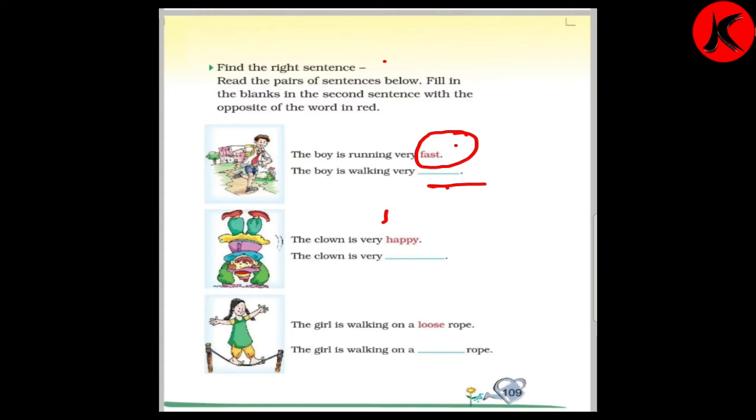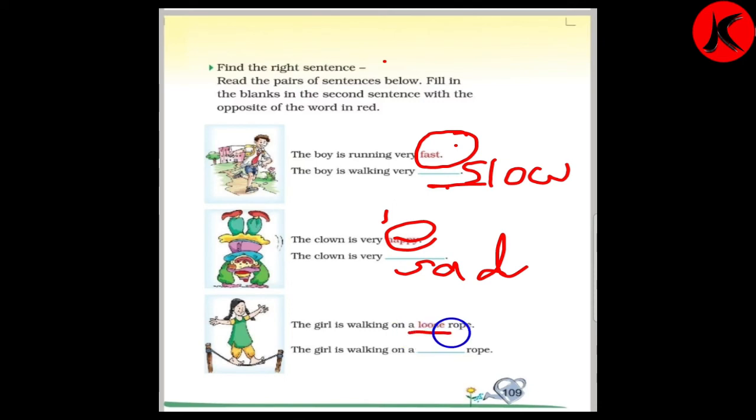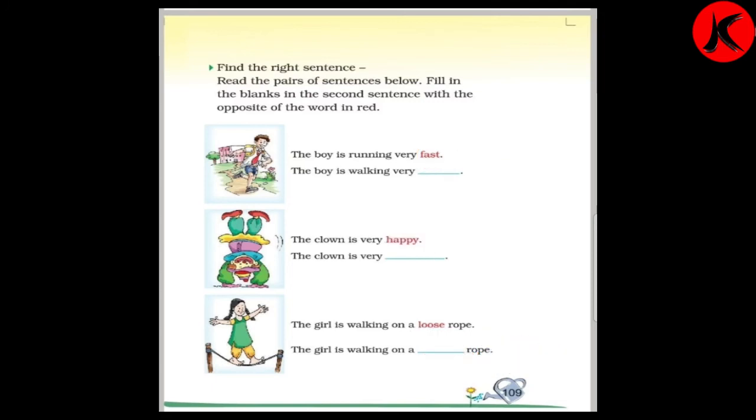The boy is running very fast. The boy is walking very slow. What is the opposite of fast? Slow. Slow, slow. The clown is very happy. What? The clown is very happy. So what is the opposite of happy? The clown is very sad. Sad, sad. The girl is walking on a loose rope. So the girl is walking on a tight rope. Tight, tight.